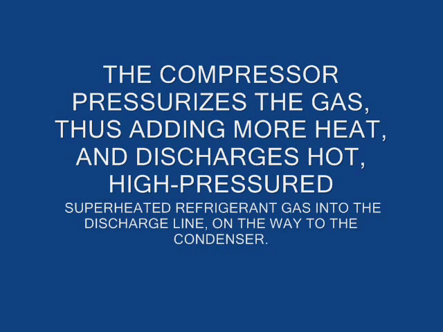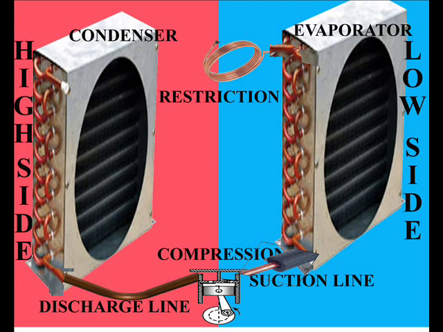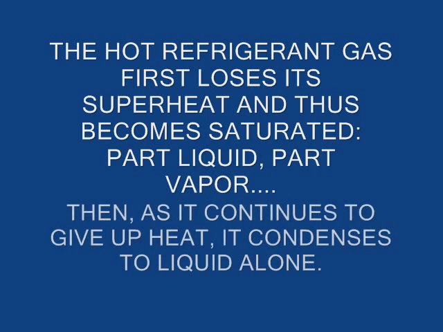The compressor pressurizes the gas, thus adding more heat, and discharges hot, high-pressure superheated refrigerant gas into the discharge line on the way to the condenser. The hot refrigerant gas first loses its superheat and thus becomes saturated, part liquid, part vapor. Then, as it continues to give up heat, it condenses to liquid alone.